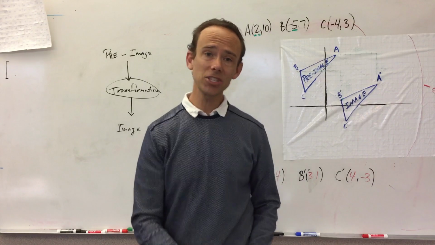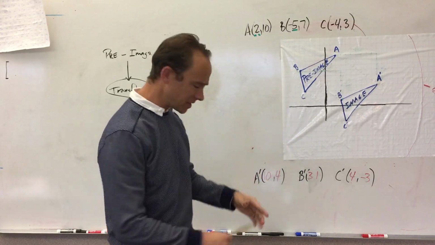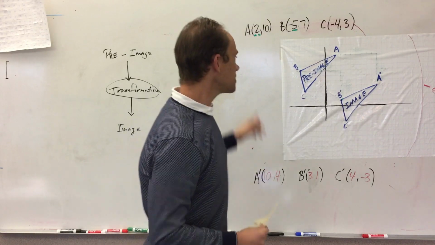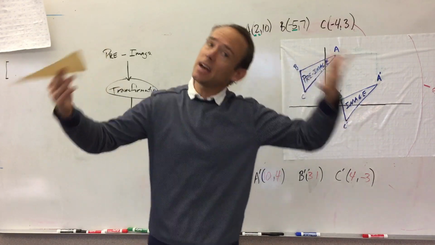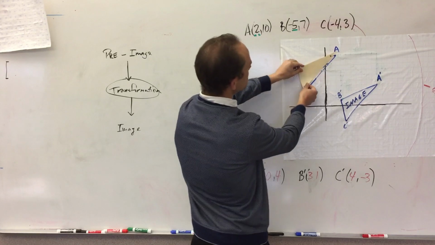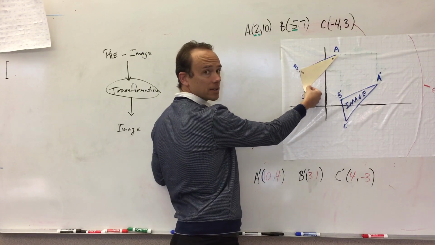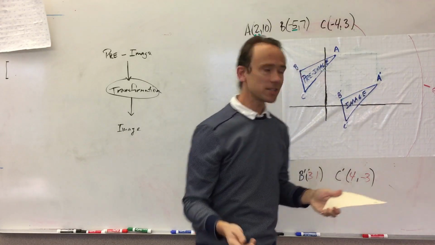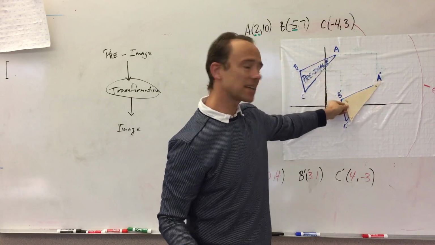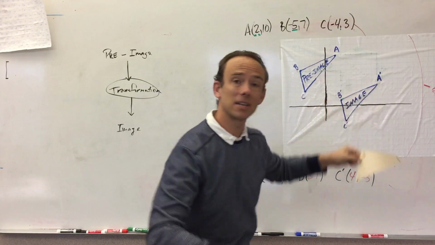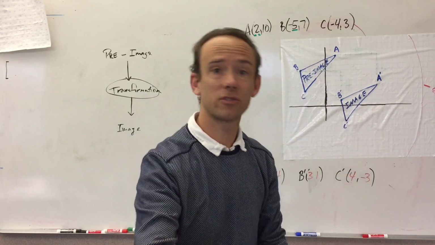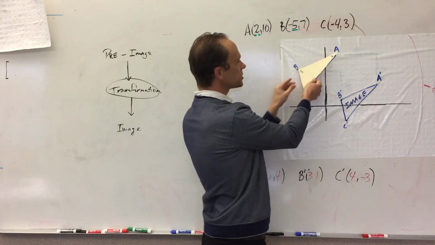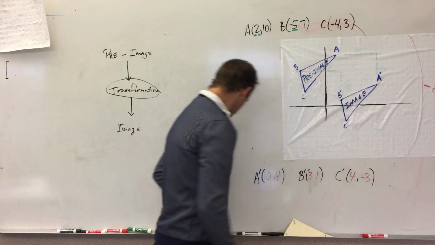Okay, so a translation, I have one up here. I have the pre-image, which is before the translation, and I have the image, which is after the translation. As you can see, I cut this out, and there's the image. One thing you notice is that they are the exact same size and shape because it's a rigid transformation, and rigid transformations preserve size and shape. So that's one of the first things we want to notice about a translation.